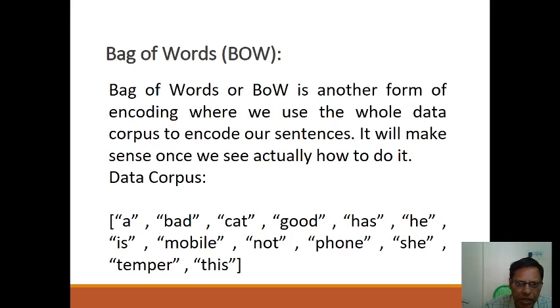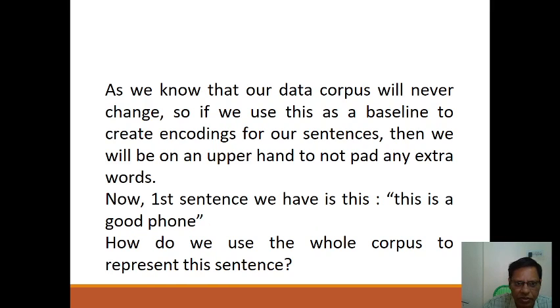The second one is bag of words. As we know, we divided the 5 statements into 15 words, and bag of words is another form of encoding where we use the whole data corpus to encode our sentences. It will make sense once we see how to do it. So the data corpus is like this. As we know, our data corpus will never change.